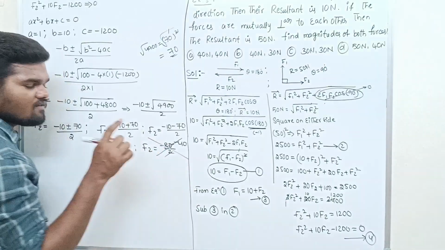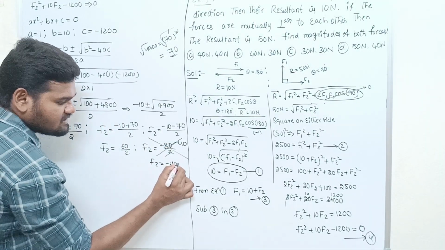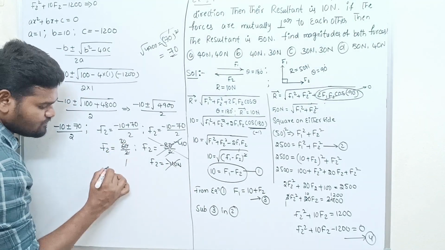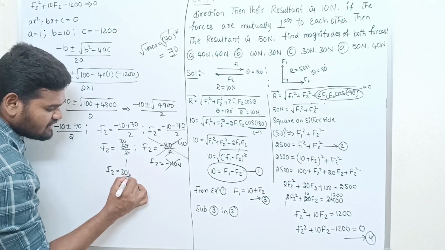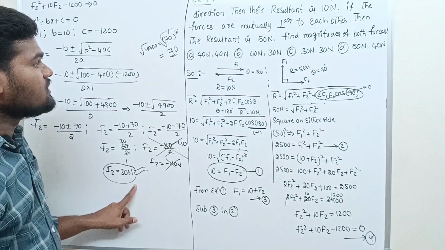So 2 ones are 2, 2 fours are minus 40. A negative value of force does not exist. So F2 equal to minus 40 newtons does not exist. Have a look: 2 threes are 6, 2 fives are 10, so 30. So F2 is equal to how much? 30 newtons. The positive value exists. So F2 is equal to 30 newtons.